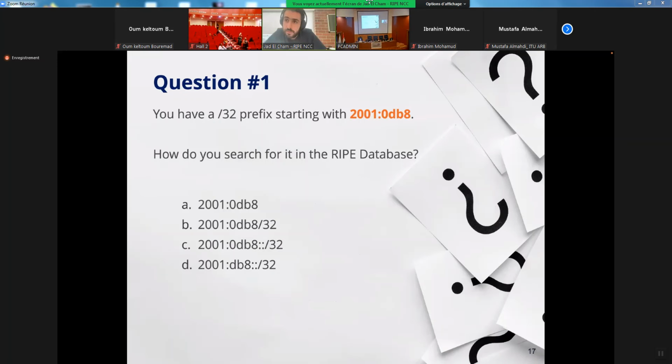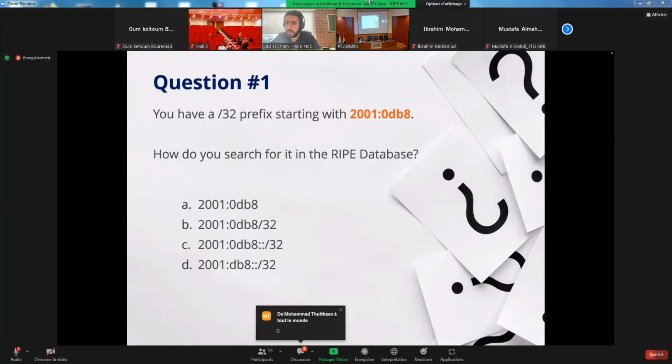So let's say you have a /32 prefix that you got from the RIPE NCC, right? It's 2001:0db8. And you would like to search for it in the RIPE database or in another database. How do you write it? You have 4 options. Okay, I'll give you like 10 seconds to think about it, and then I'll show you the correct answers. If you are participating on Zoom, you can use the chat window to share with me which options you think are correct. It could be that there's more than one answer.